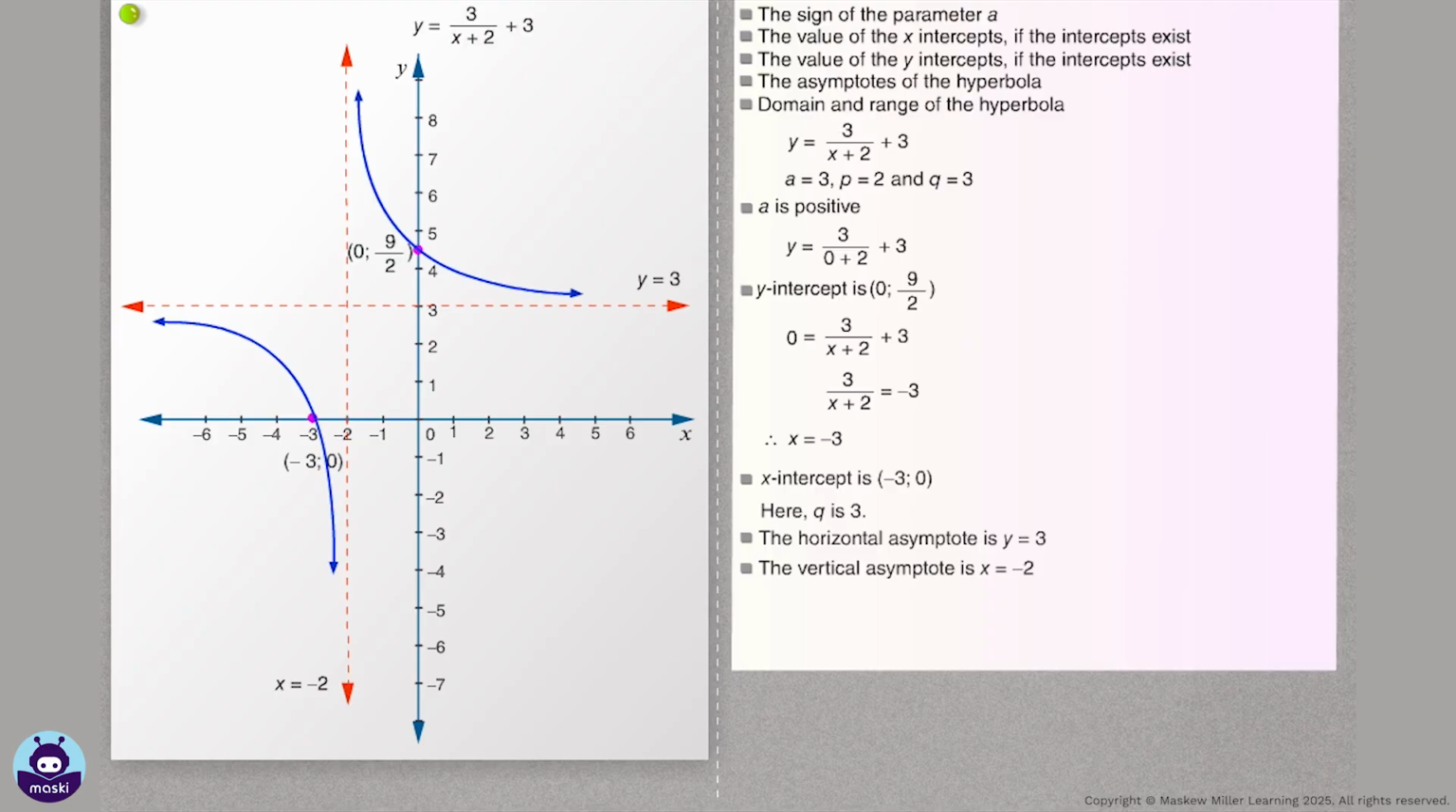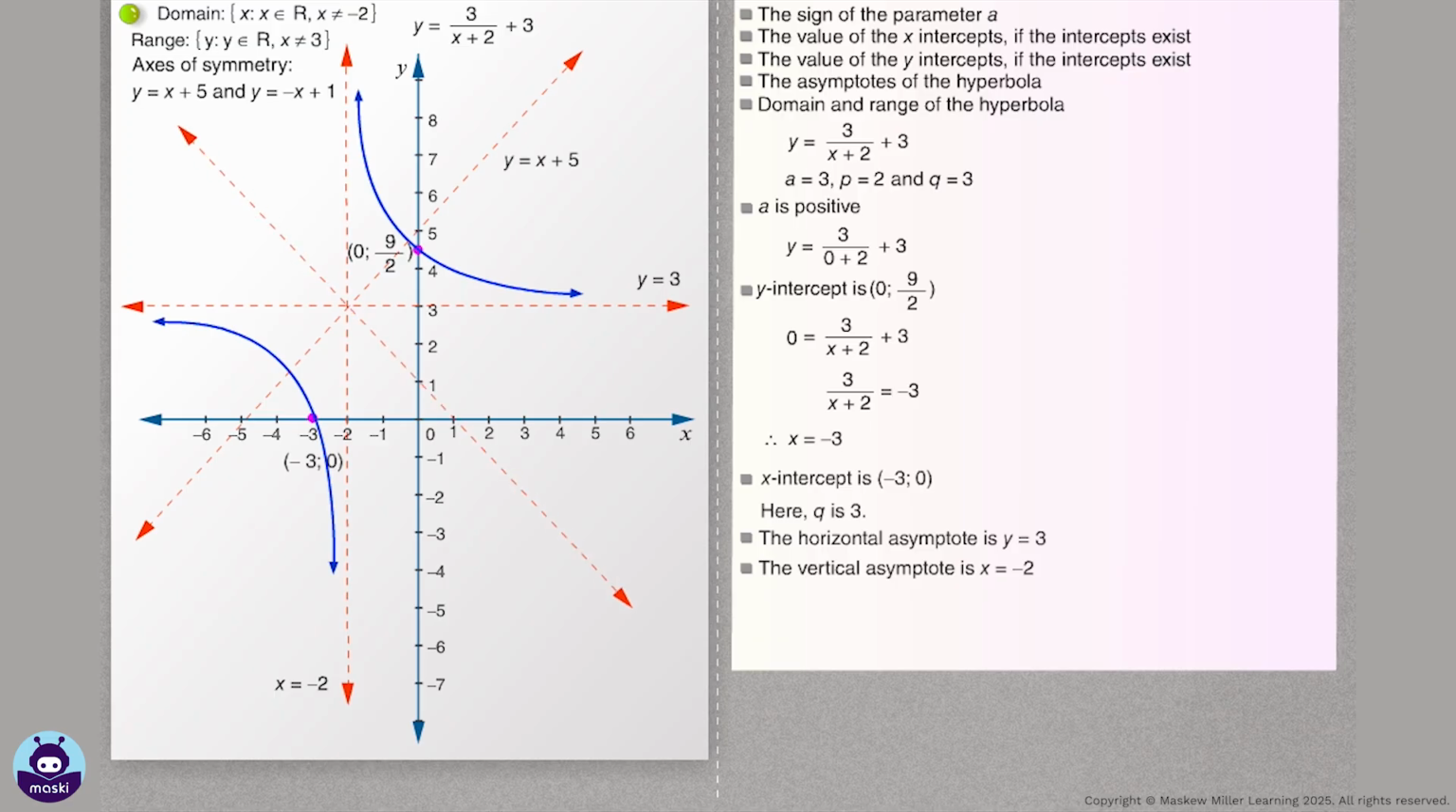We can also mention the domain, range, and the axes of symmetry on the sketch. Since q equals 3, the hyperbola is symmetrical about the lines y equals x plus 5 and y equals -x plus 1.